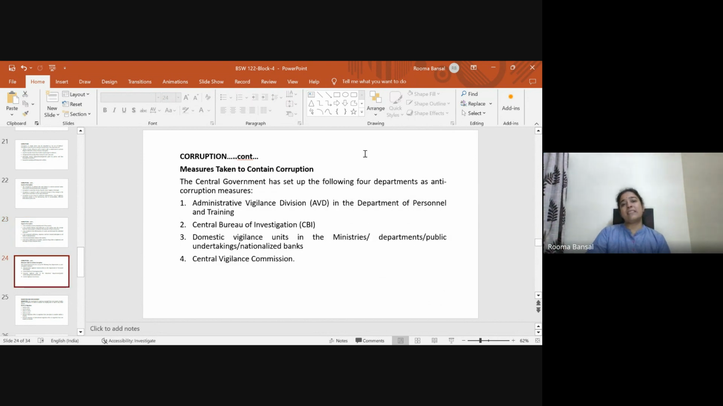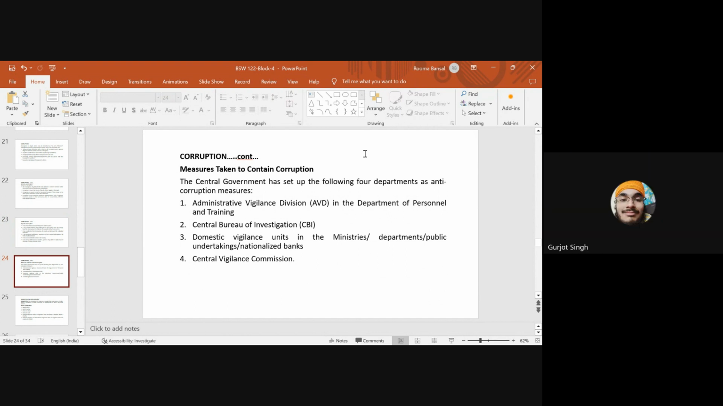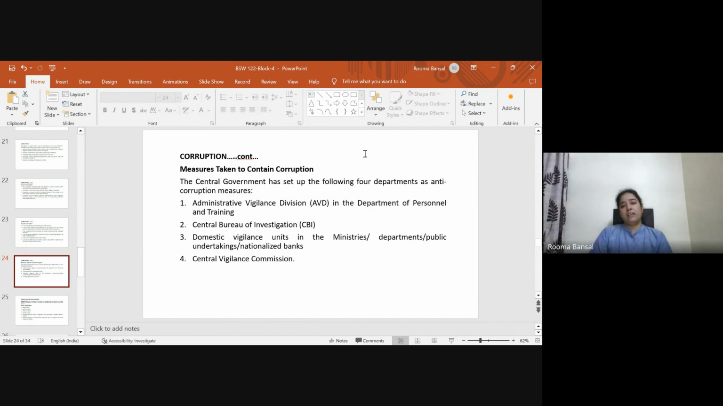Next, measures taken to contain corruption. See, as an individual, we always practice honesty. That's what we can do as an individual, right? But measures taken to contain corruption. Here we will discuss the following measures of the central government or government.